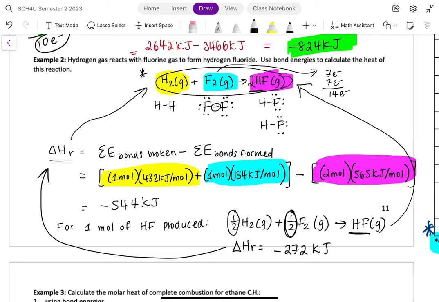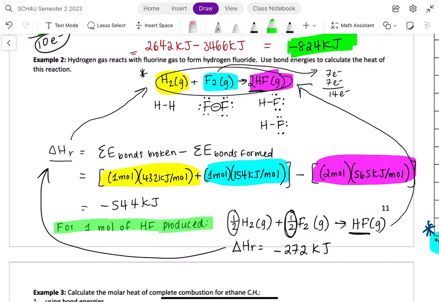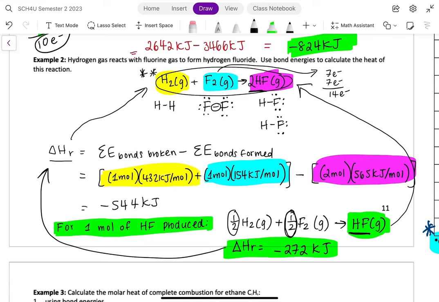Okay, and again, I'm just showing you this specific equation. Let's say if a question asks, for 1 mole of HF produced, determine the heat of this reaction. We need to consider that there is a more simplified version of the above reaction, which is shown in green here.